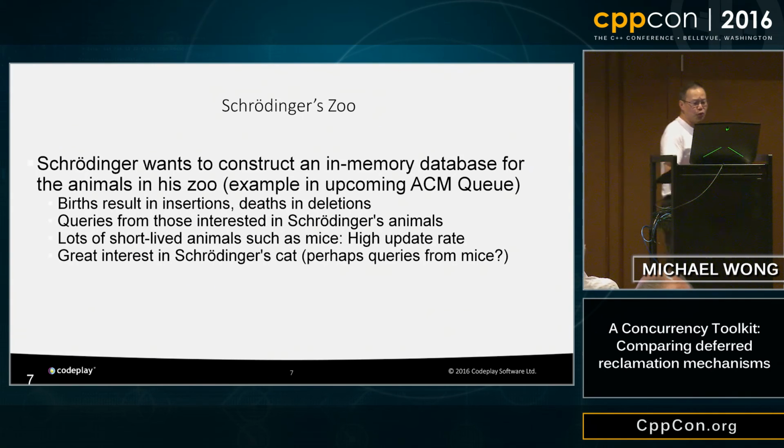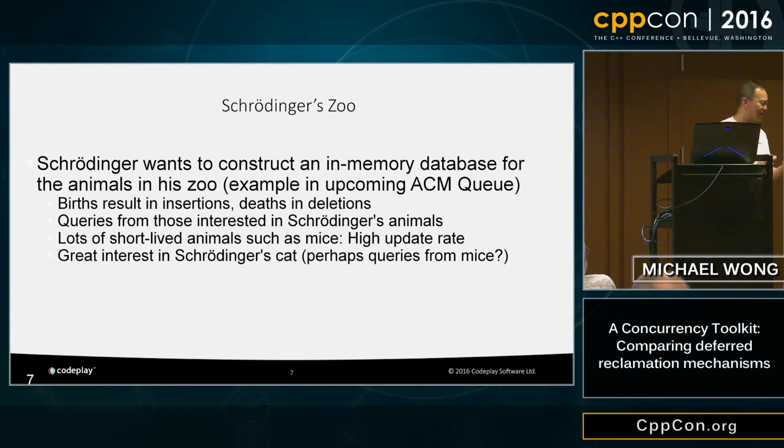So Erwin Schrödinger would like to construct an in-memory database to keep track of the animals in his zoo. This is a thought experiment, just like many things in physics. I have a background in astrophysics, so I like these kinds of thought experiments. Births would, of course, result in insertions into this database, but deaths would result in deletions. The database is also queried by those interested in the health and welfare of Schrödinger's animals. Schrödinger has numerous short-lived animals like mice, resulting in high update rates. In addition, there is a surprising level of interest in the health of Schrödinger's cat.